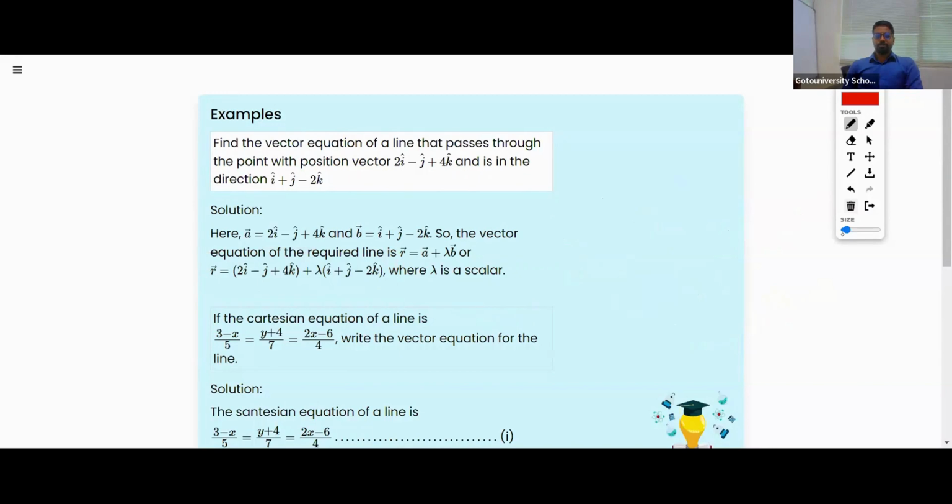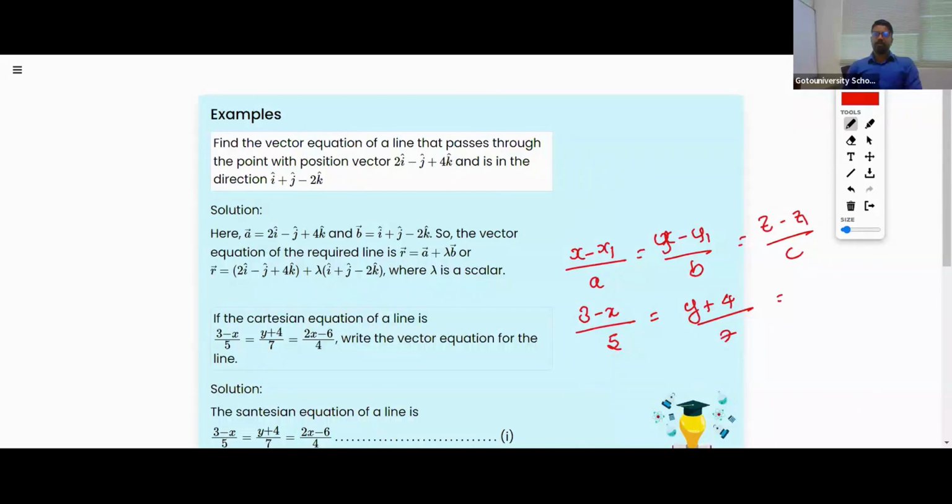So let's go for the next question. What is the next question we have? The Cartesian form of an equation. We know the Cartesian form is (x minus x1)/a equals (y minus y1)/b equals (z minus z1)/c. In that case, they have given (3 minus x)/5, which is equal to (y plus 4)/7, which is equal to (2z minus 6)/4. It is z, I guess.